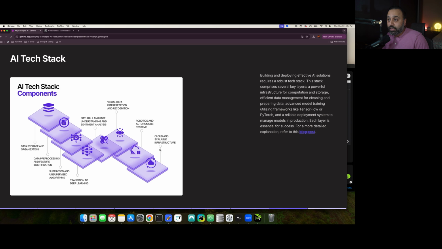Visual interpretation and recognition, again, very important. Robotics, and then cloud. I cannot tell you how important. And one part that's missing, I wish they added it, is the basic infrastructure of GPUs. It is insane how important those GPUs are today, because if they did not exist, we would not be able to process the amount of data that needs to be processed to do generative AI.